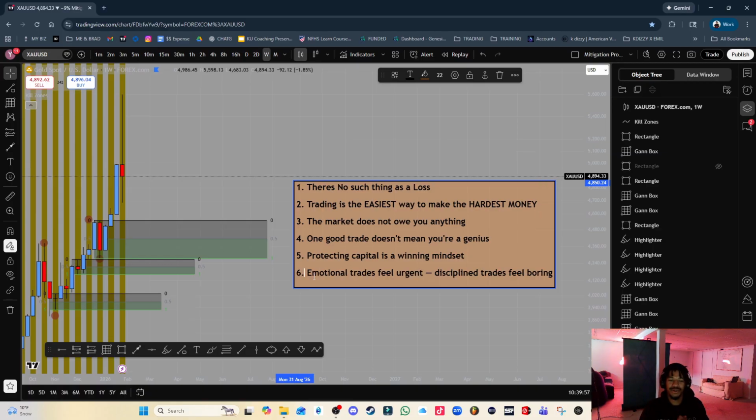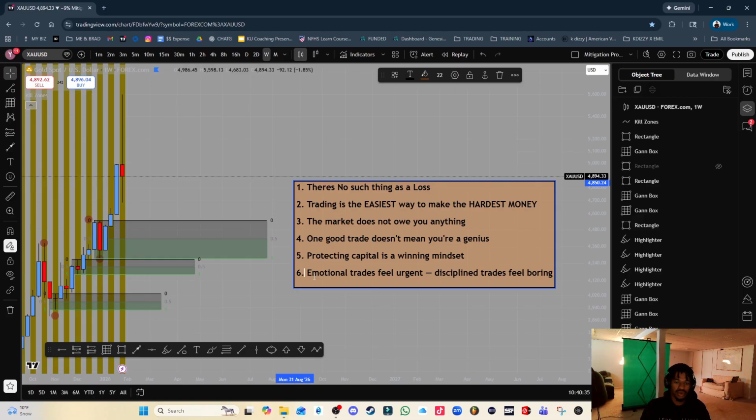Number 6, emotional trades feel urgent, disciplined trades feel boring. When you're all emotional and things like that, you're rushing, it feels like, oh shoot, like a thrill. You're probably breaking your rules. You're probably risking too much of your money, etc. But when you're disciplined, you're trading 1 to 3% of your account, maybe even less, right? The numbers aren't super crazy, especially compared to how much you have in your account. So it's not like you're trading 50% of your account. That's why you're really emotional and like, oh my God, what's gonna happen?